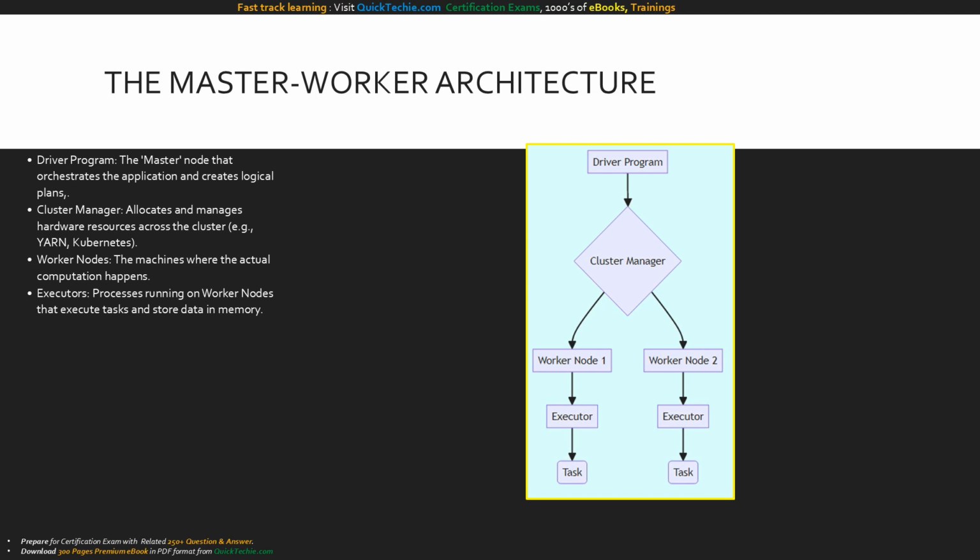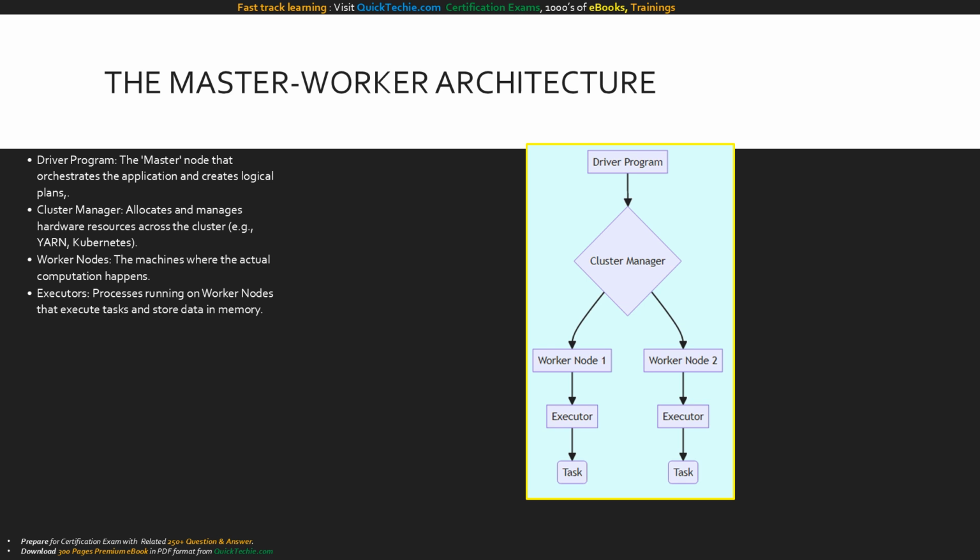Let us dig into the basics of how this processing is organized. Spark utilizes a highly efficient master worker architecture. The master is the driver program, which acts as the central brain of your application. It converts your code into a logical execution plan and schedules the necessary tasks. The cluster manager, such as YARN or Kubernetes, is responsible for allocating the necessary hardware resources. Finally, the worker nodes are the muscle of the operation. They spin up executors, which actually run the specific tasks and store the data locally in memory.